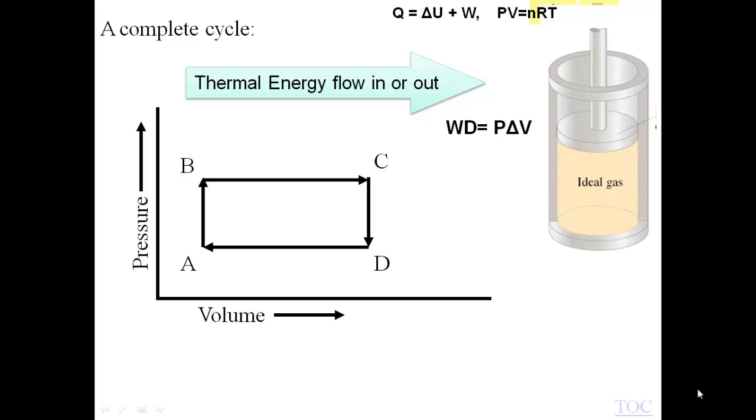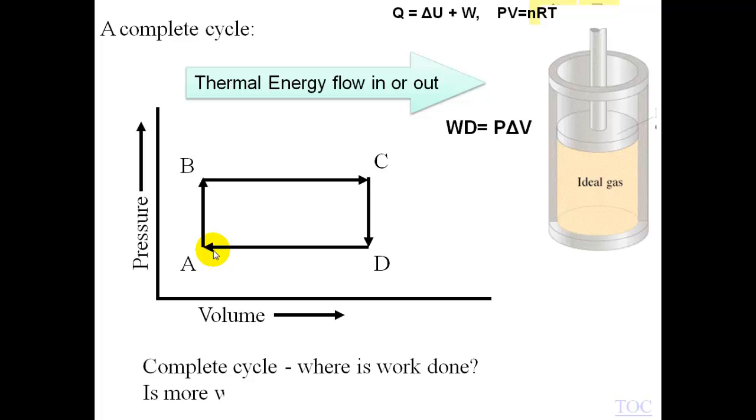What we need to look at now is a complete thermodynamic cycle. We start from point A to B, B to C, C to D, D to A again. So we have to consider what is happening here. Is there work done by this cycle? Is more work done by the gas or on the gas?